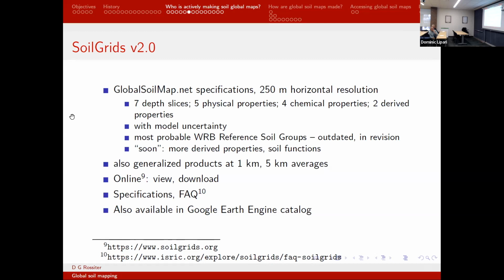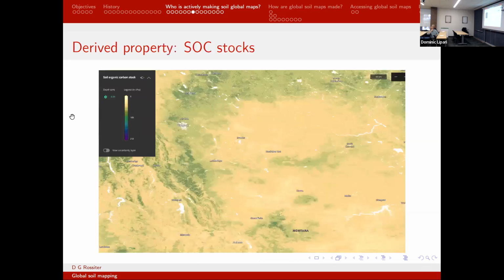We generalize these products because many modelers, a land surface modeler for example, want a more general product. They're not going to look at something at a 250 meter scale. They're going to probably want a bigger scale, so we can easily generalize those. And it's available in the Google Earth Engine catalog. And next week, my lucky students in the 6200 course will be using these layers out of Google Earth Engine.